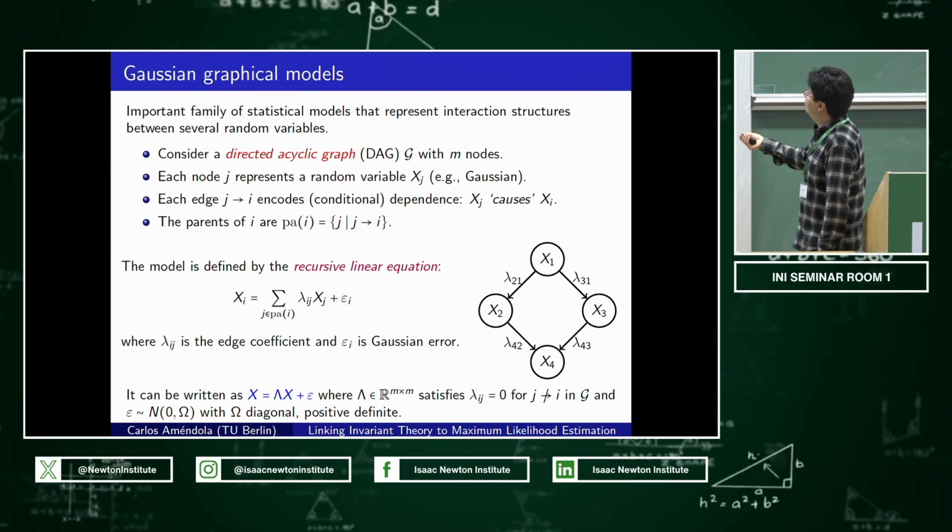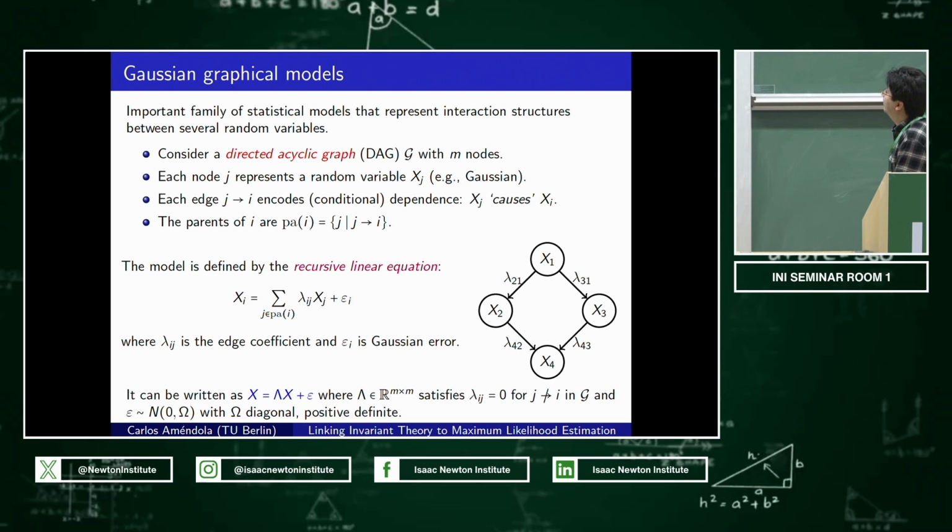Okay, so you can write this in a nice vector form, x equals lambda x plus epsilon, where lambda is the matrix of weights, where there will be 0 whenever there is no edge. And epsilon is the Gaussian error that's usually taken to be diagonal, which means that the errors are uncorrelated, but there's also a version where the errors are correlated. I will not talk about that one.